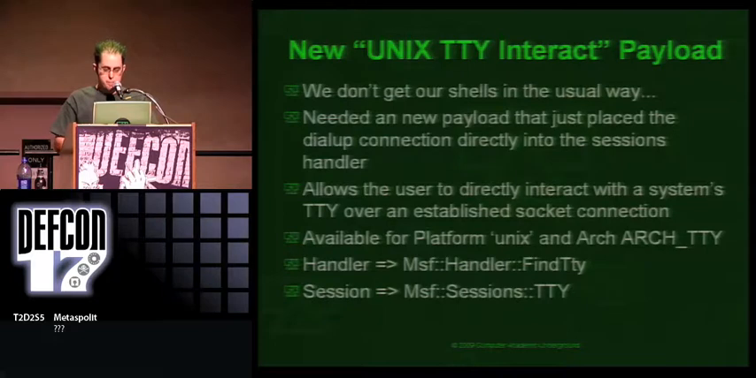So in order to make this actually work, because we're doing things a little bit differently than over a network socket, we're actually using a local file socket, things like that, we needed a new type of payload, which basically just interacts with the remote system over this dial-up connection. Basically, if you make your exploit available for platform Unix and ARCH_TTY, then this payload will become available for your use as an exploit payload.